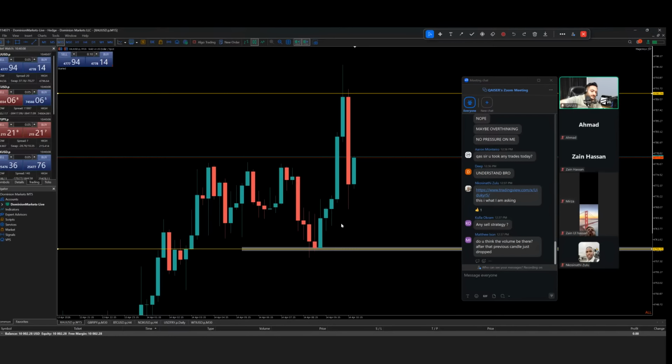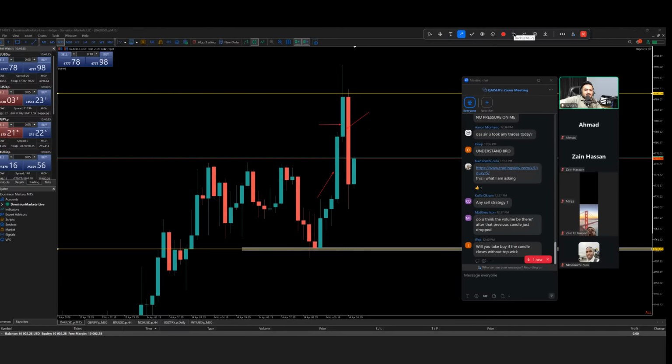Just waiting. Do you think the volume will be there after that previous candle just dropped? It dropped. You know what? It moved because there is volume. It dropped because there is volume. How can you understand the volume? By looking at the size of the candle. If the size of the candle is giving you some kind of huge momentum, or showing in a bigger size, so there is volume, buddy. There is volume.